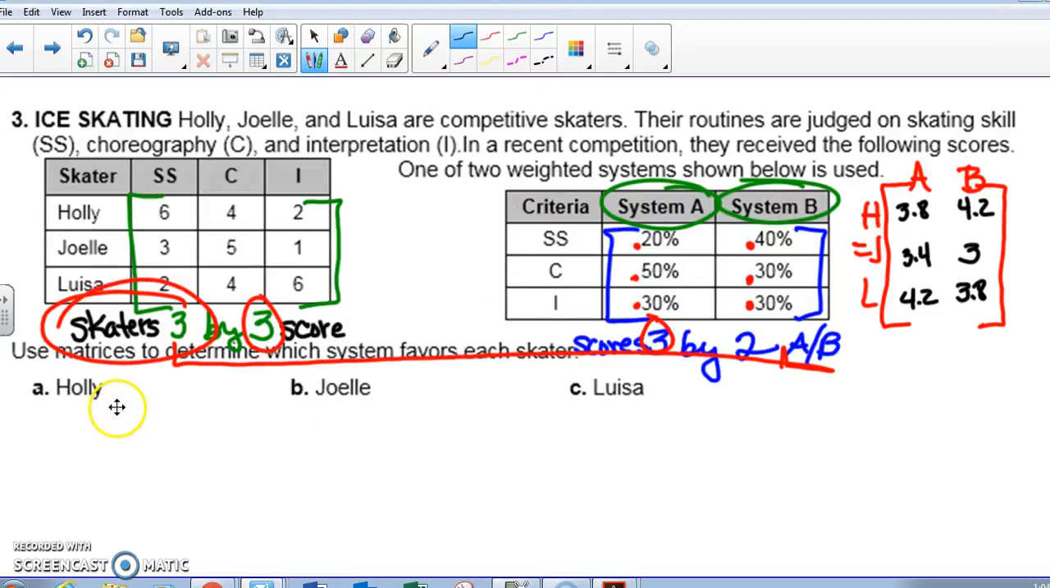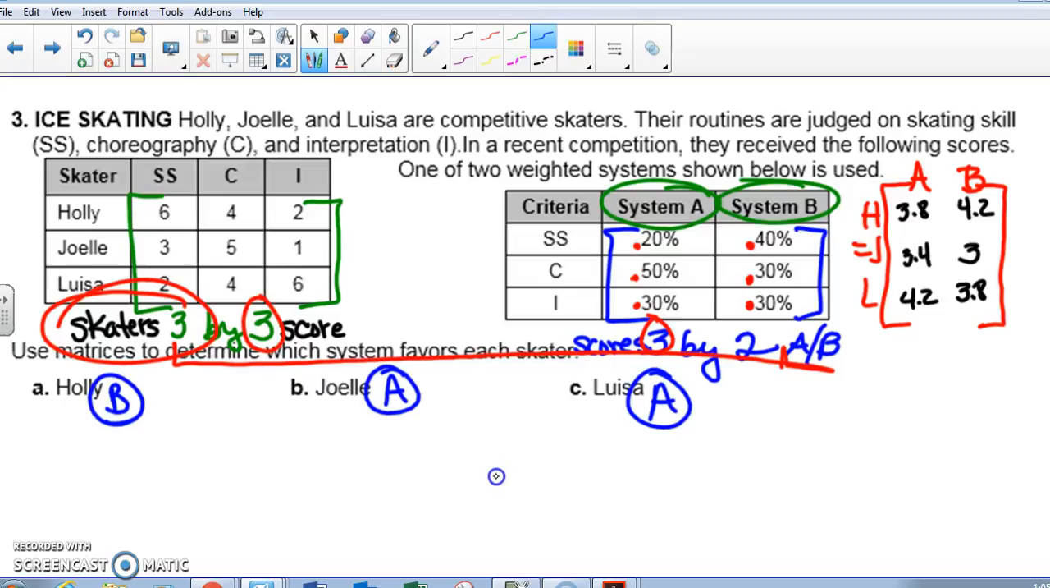Okay, so it says which system favors which skater. So Holly does better under system B. Okay, she would actually win, right? If we used B, she'd have 4.2. Joelle does better under system A, but no matter whether we use A or B, she finishes in third, right? Louisa would win if we use system A. Everybody get that?